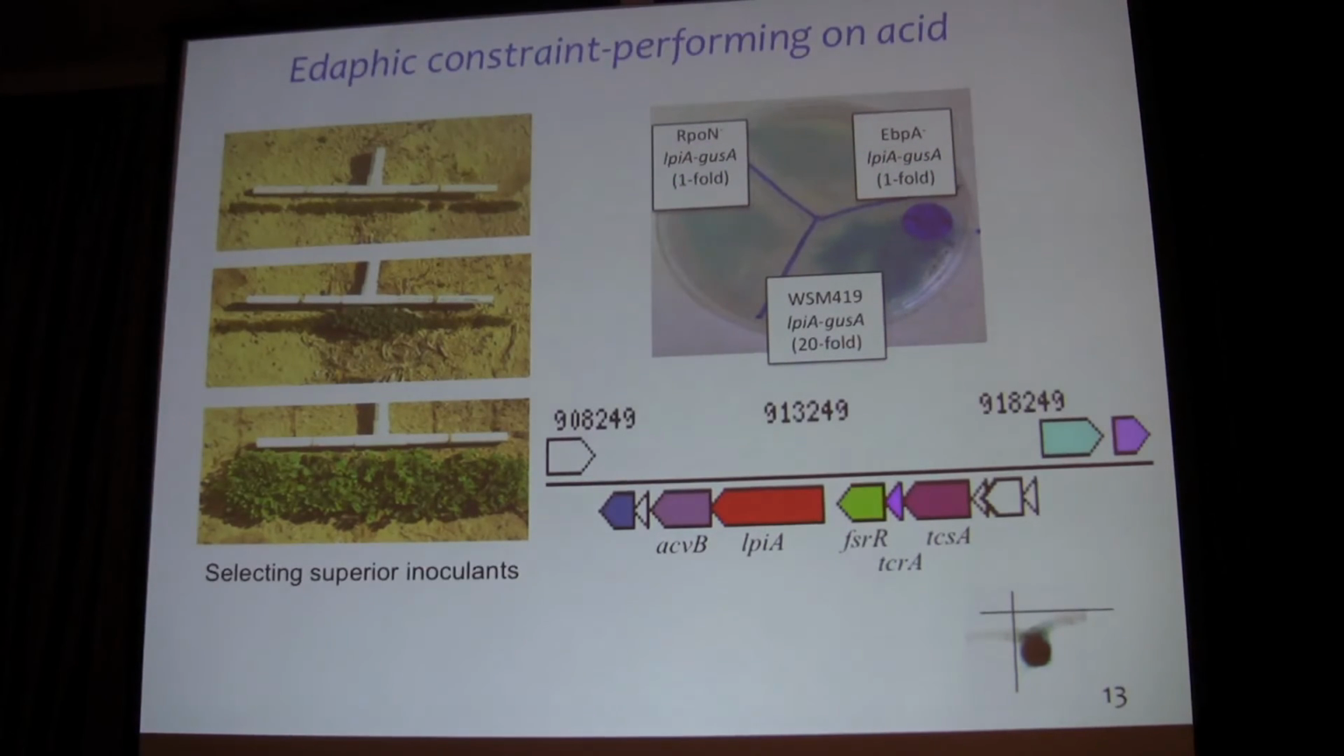And associated with RPN, you have enhancer binding proteins. And by fishing out all the enhancer binding proteins, knocking all of those out, you can begin to identify the enhancer binding protein which works with this particular sigma factor to control the expression of LIPA.